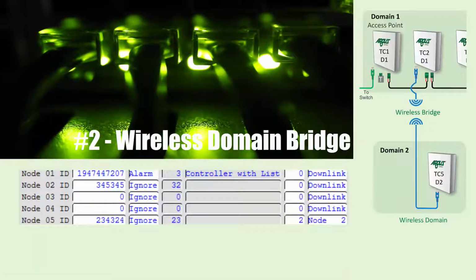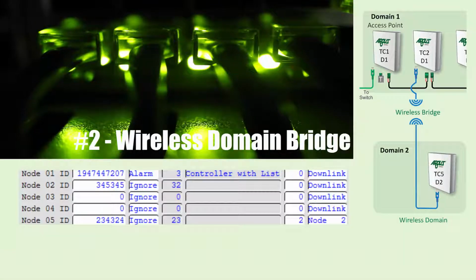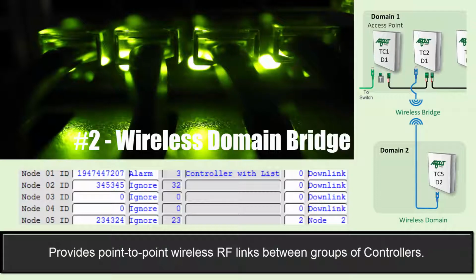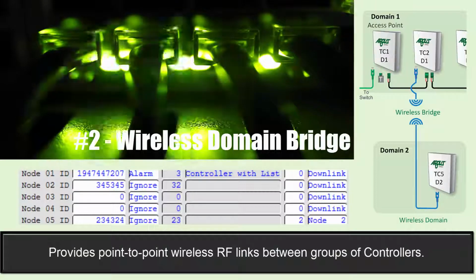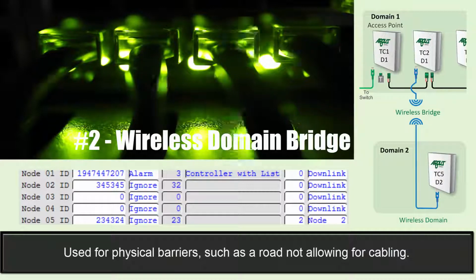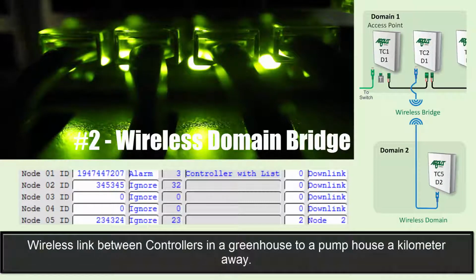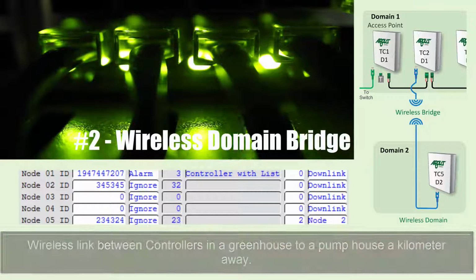Wireless domain bridge. This refers to a wireless Ethernet link between two groups of controllers not connected to a LAN subnet. Domain bridging was developed to provide wireless point-to-point RF links between groups of controllers. A typical situation is one where there's a physical barrier, such as a road, that does not allow cabling to be used between controllers. An example would be a wireless link between controllers in greenhouses to a controller in a pump house located a kilometer away.